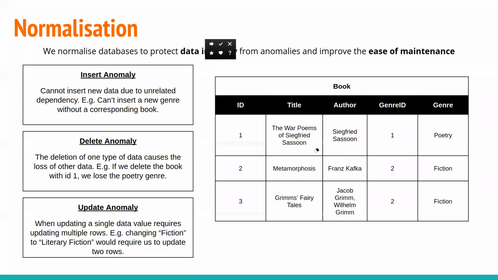When we change Franz Kafka's Metamorphosis to literary fiction, you can see that it has a genre ID of 2. This one also has a genre ID of 2, so this also needs to be updated to literary fiction. So we now have to update 2 rows in order to update this one concept. I just want to change fiction to literary fiction, and I now have to update multiple rows of my database. This isn't so bad in this case, but if you're managing a database with hundreds of thousands of books, this would be very inefficient and very annoying.